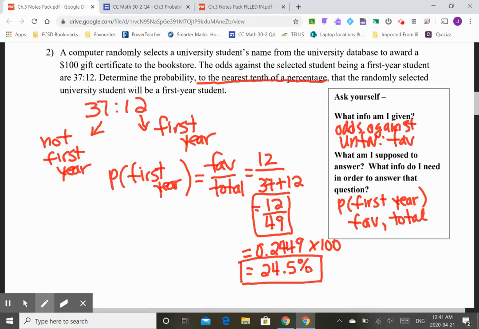So we went from odds against, unfavorable to favorable, to probability, favorable over total.